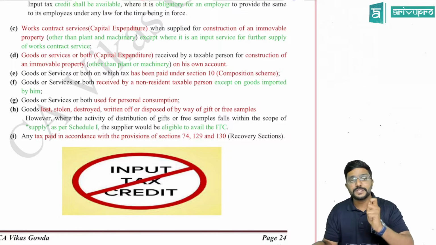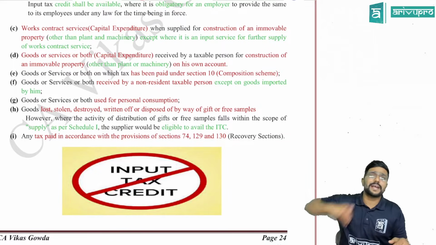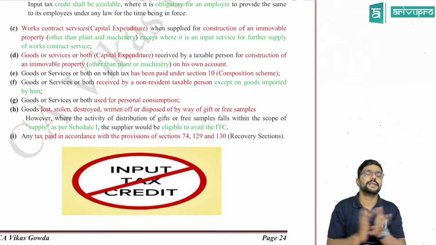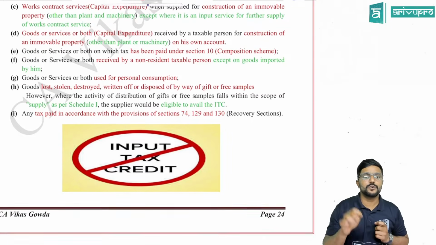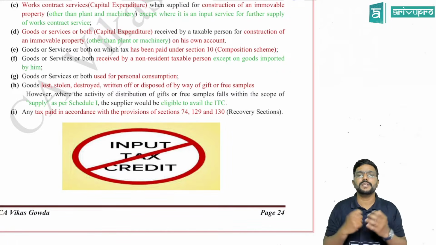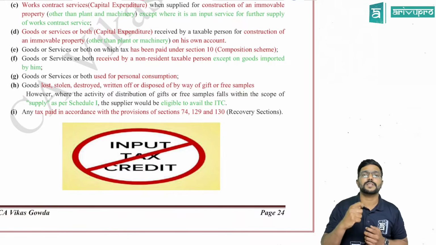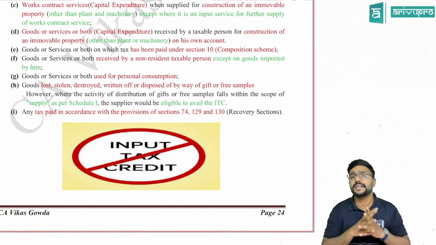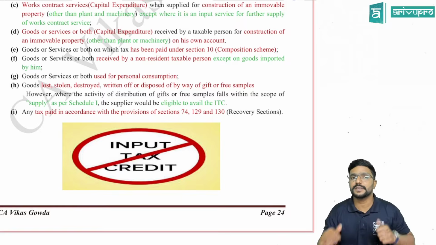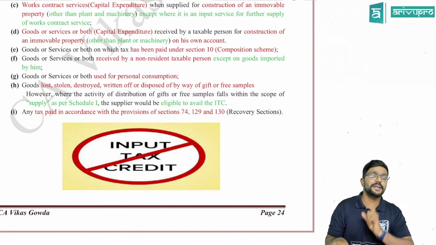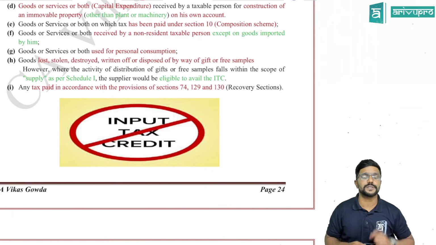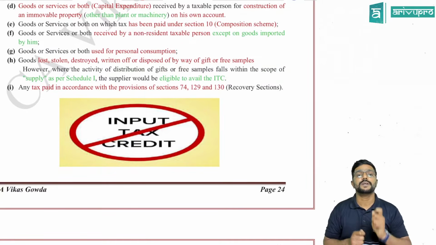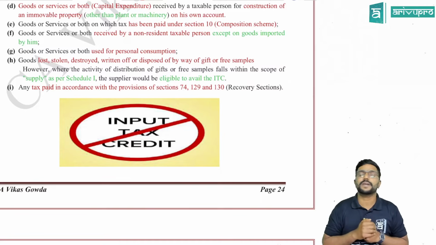Even if it is used as an input service to provide the same category of outward supply, credit can be claimed. Then if there is any goods or service or both, which is of capital nature, which is received or purchased for the purpose of construction of an immobile property, credit is blocked. But if it is for plant and machinery, credit is available, provided it is on his own account for the purchaser. Then goods or services or both on which tax has been paid under section 10, that is composition scheme. Even the person who has paid also cannot claim credit.